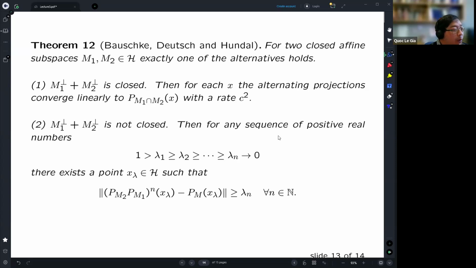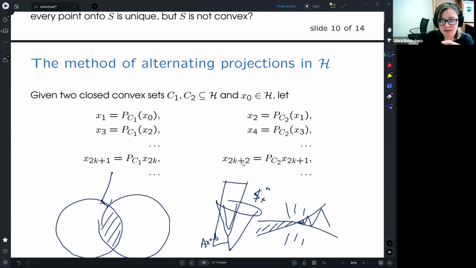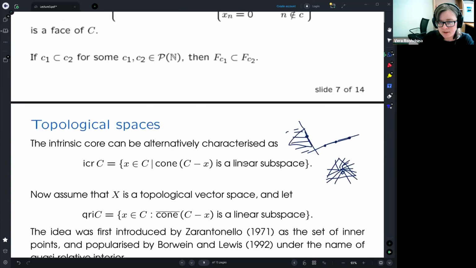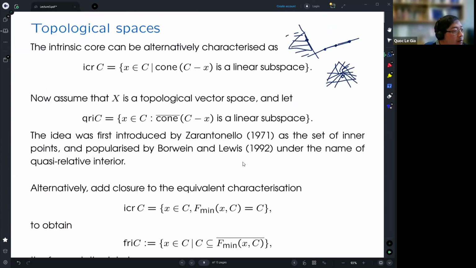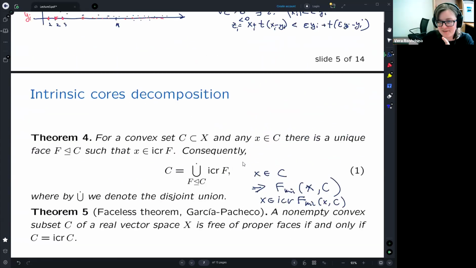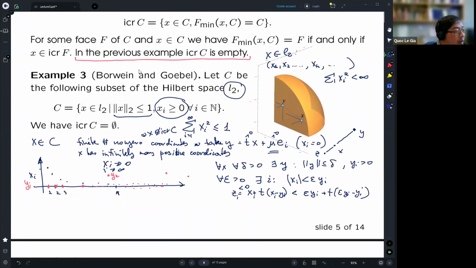In the L2 example you gave in the early slides, how does it work if you replace L2 by LP? In the empty intrinsic core? Yes, the empty intrinsic core, you use L2. I mean, suppose I replaced it by LP. Very good question. Is it still true, or is it not true anymore?